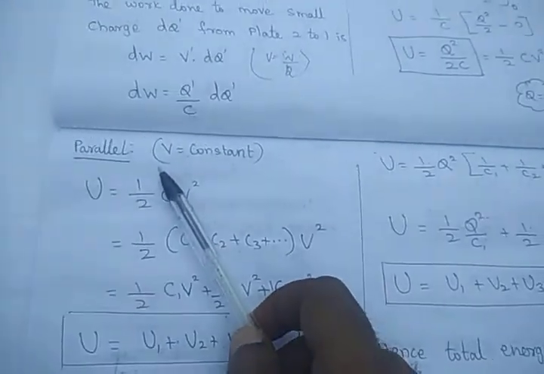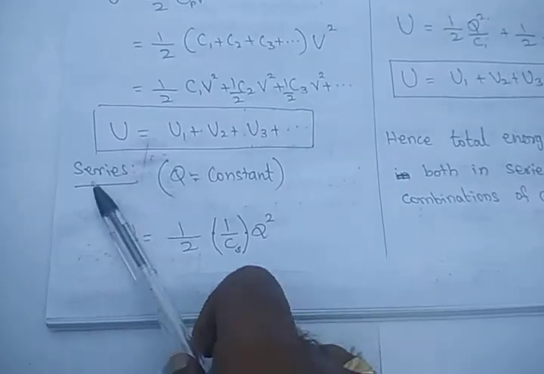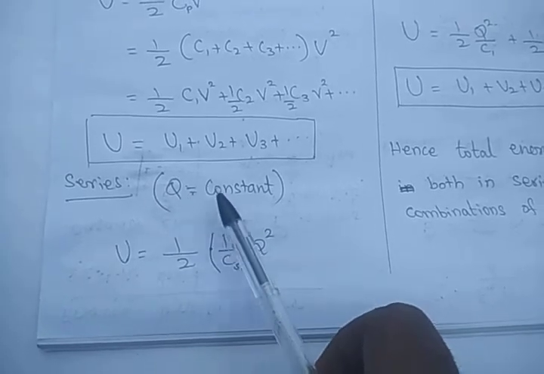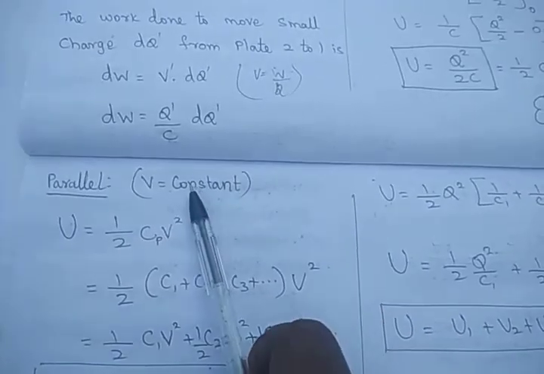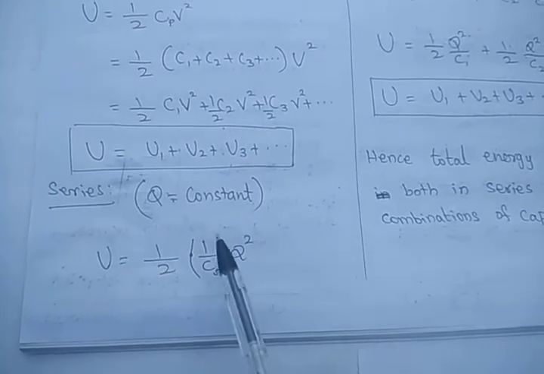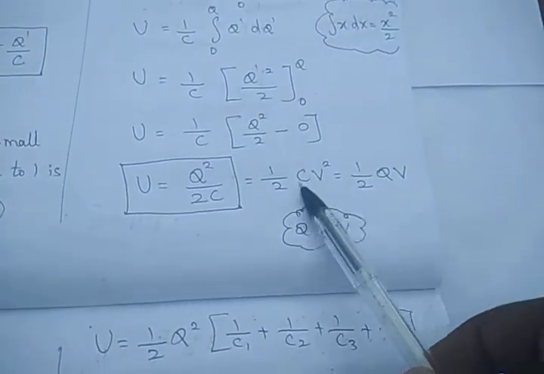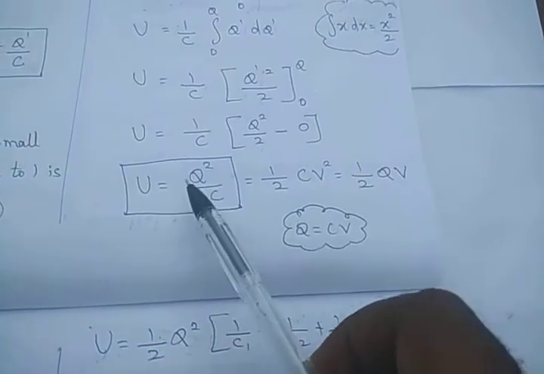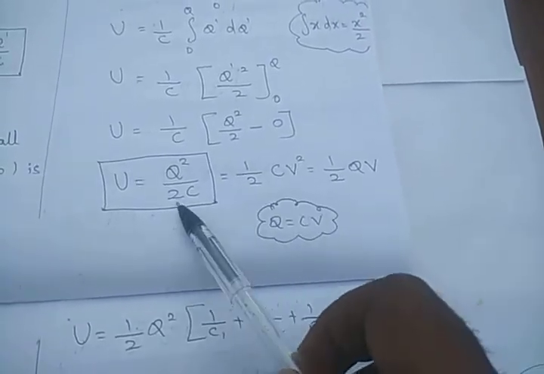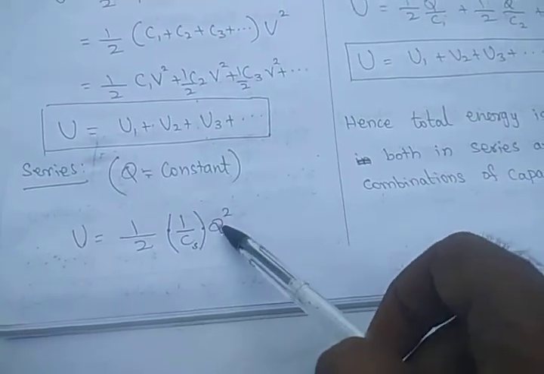Let us see the same thing for the energy stored in capacitors connected in series. If the capacitors are connected in series, we have to remember that the charge is constant. For parallel, the potential is constant. For series, the charge is constant. So U is equal to 1 by 2 times 1 by Cs times Q squared. For the parallel combination, the potential is constant, so we take the other formula. For series, Q is constant, so we take this formula. For both formulas, we need the C values. That's why we are taking 1 by 2 times 1 by Cs times Q squared.